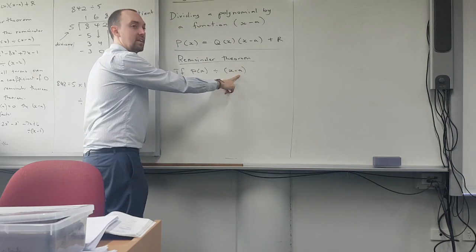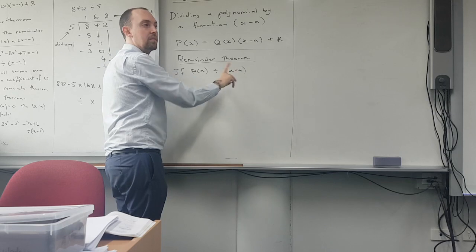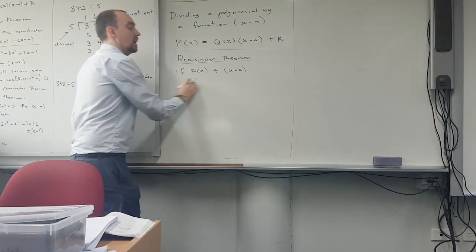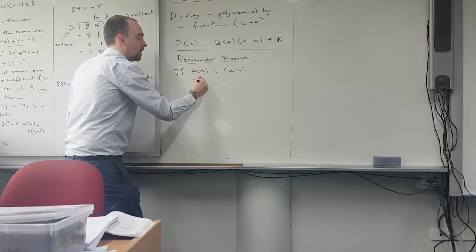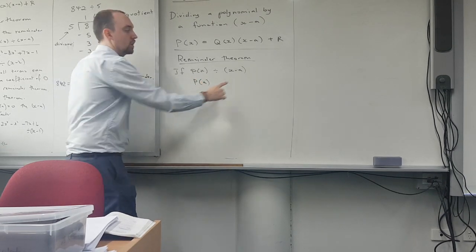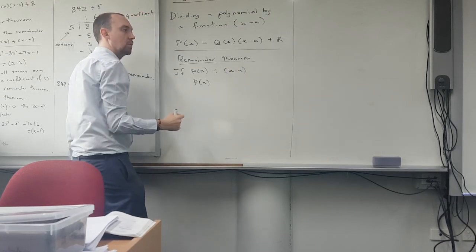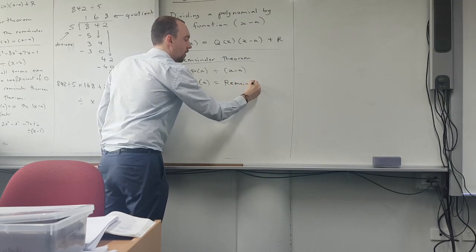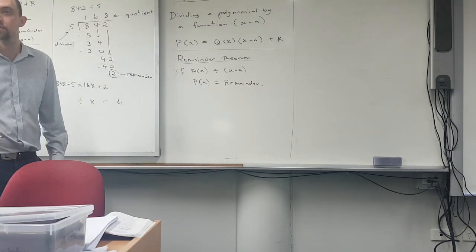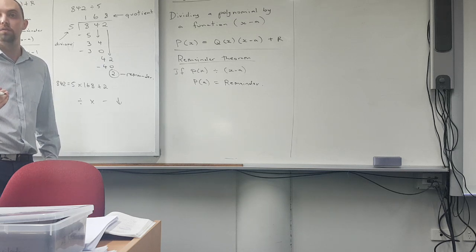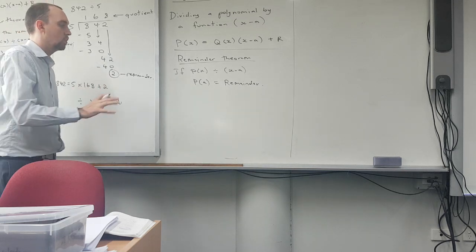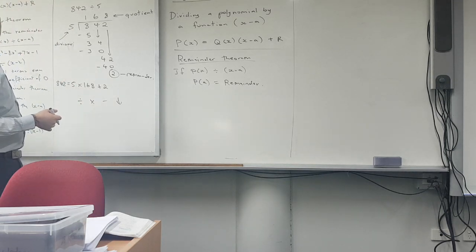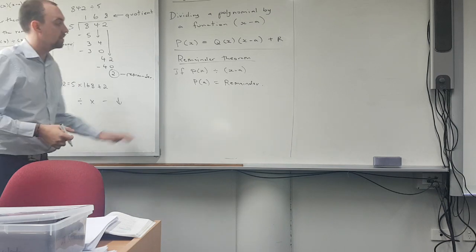Notice that it's x take a. We'll come back to that when we talk about it in an example. If it's divided by x take a, then p of this number here, what you're taking away, is equal to your remainder. So, in a moment, we're going to try and do the long division. In fact, I think it's now. Yeah, that's our remainder theorem.